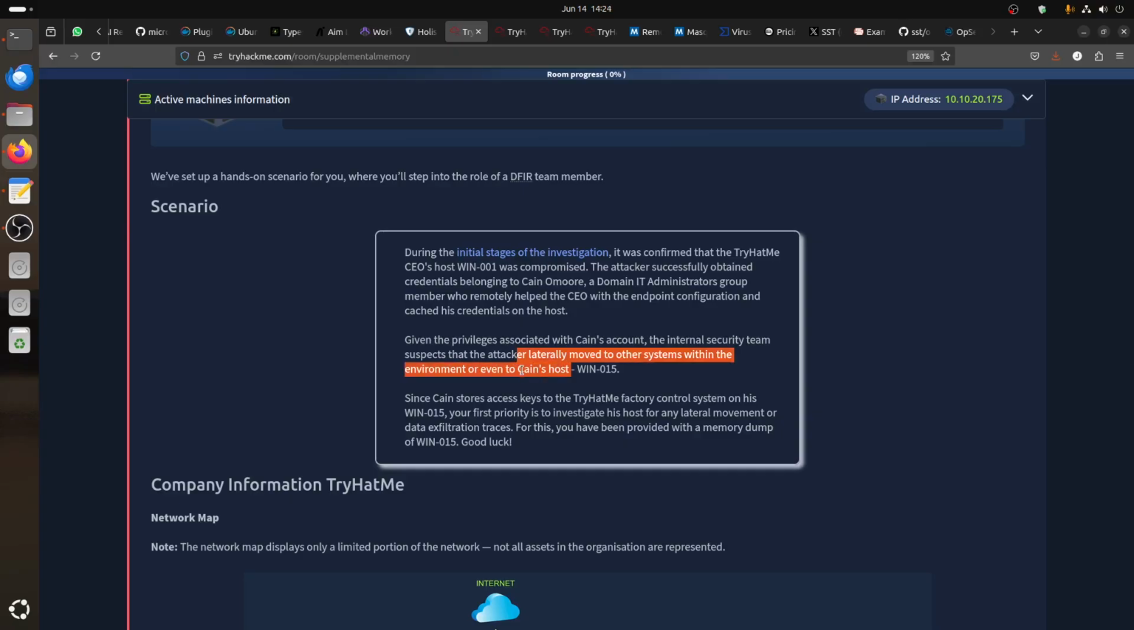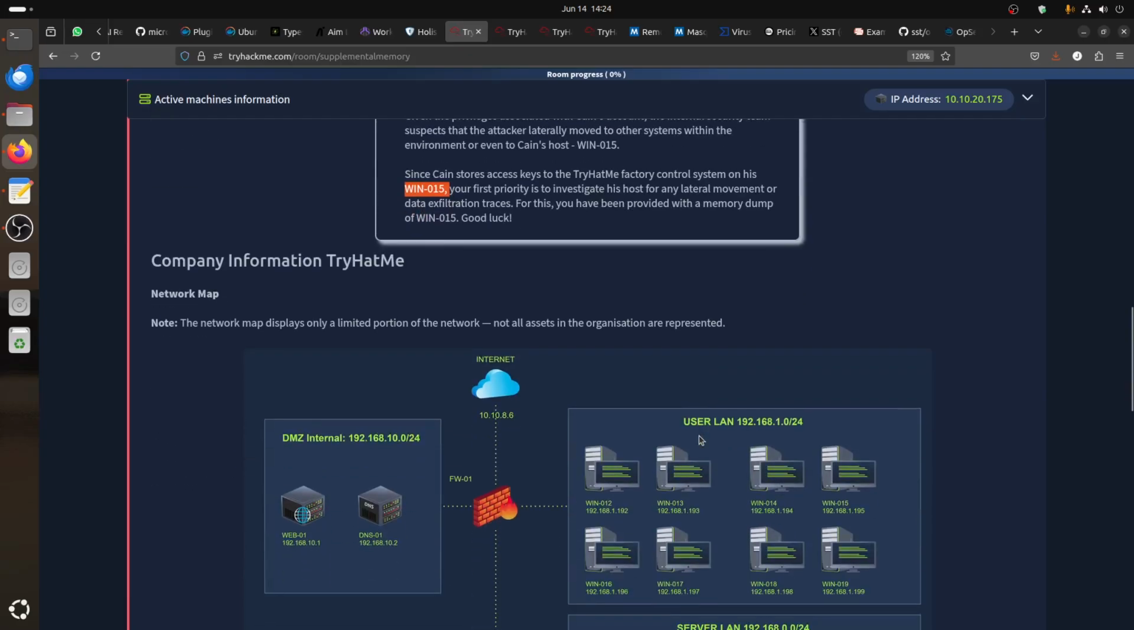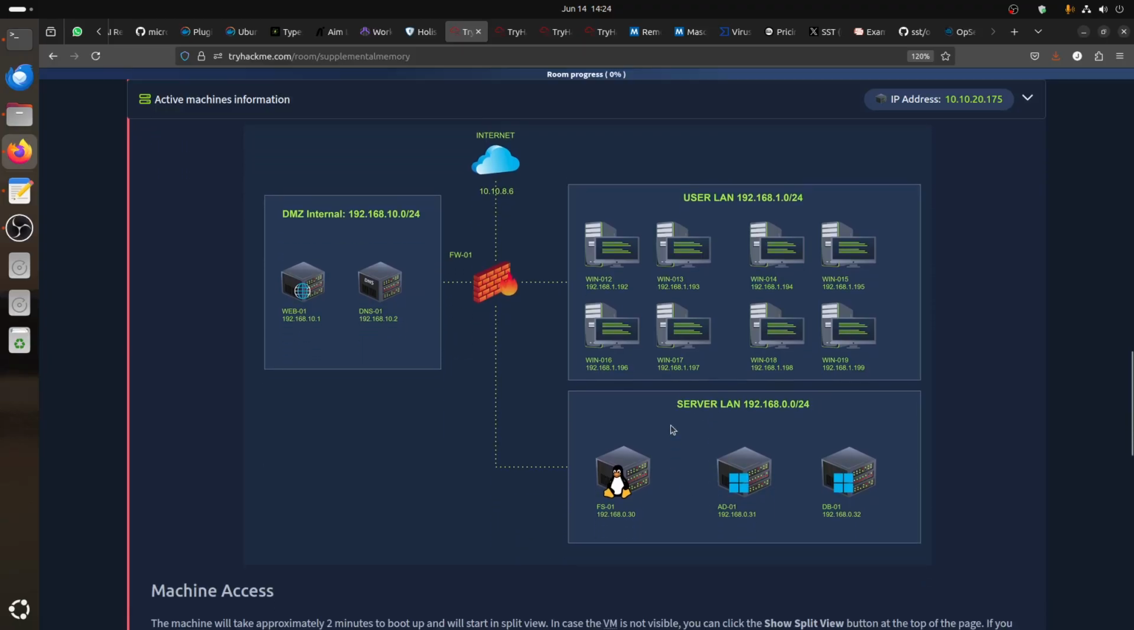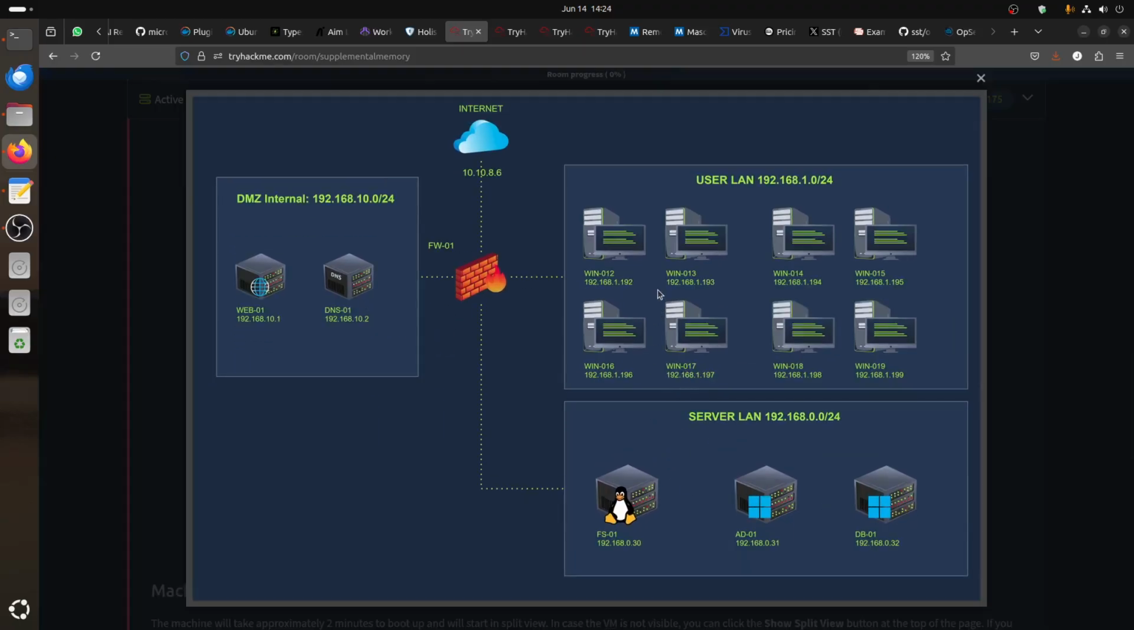Since Kane stores access keys to the TryHackMe factory control system on his Win015, your first priority is to investigate his host for any lateral movement or data exfiltration traces. For this you are provided with a memory dump. If we look here, there's no Win001, I checked it. We know it's Win015, so this is the machine here with this IP. So the idea is to see what exactly happened in this machine.